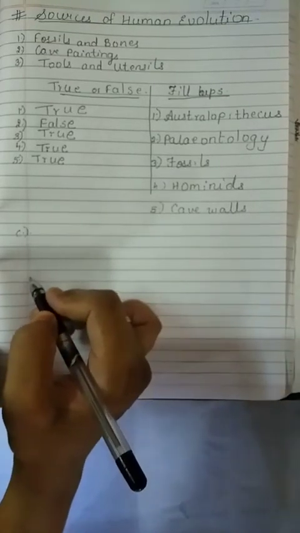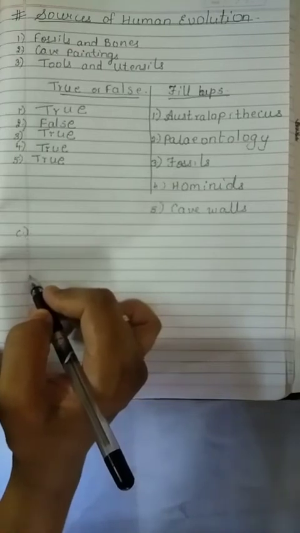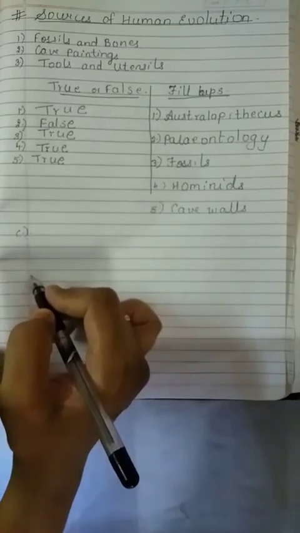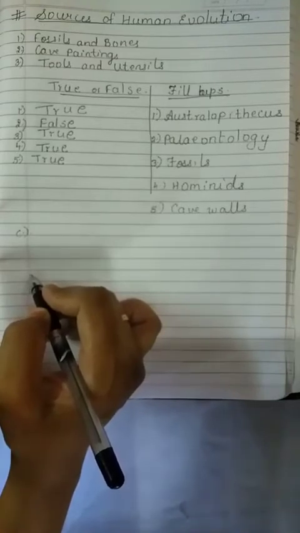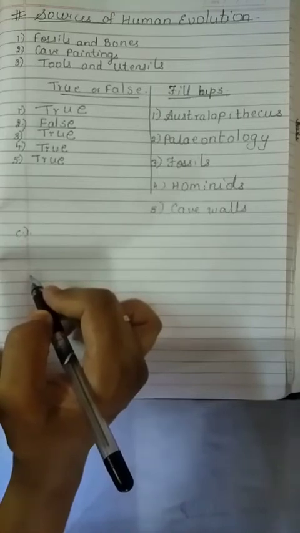Write a few lines on the life of early humans. Children, this answer we will discuss later as it is not given directly in the textbook. After that, we will move on to the 5th question. List the sources or evidences of human evolution. This answer is on page number 3.